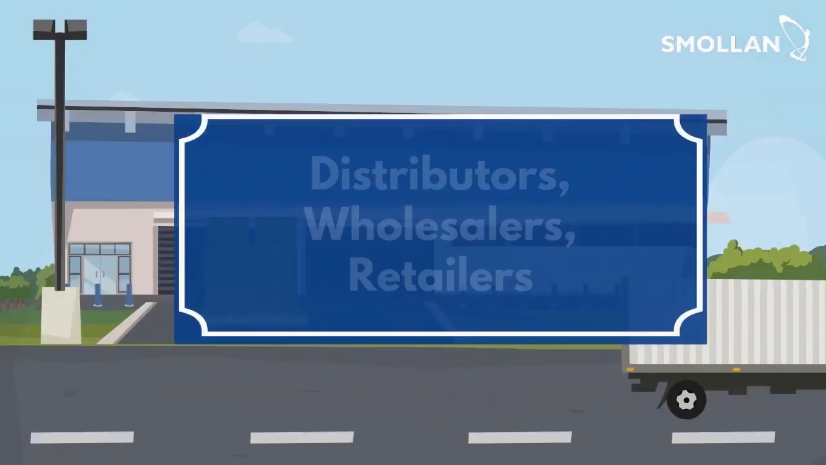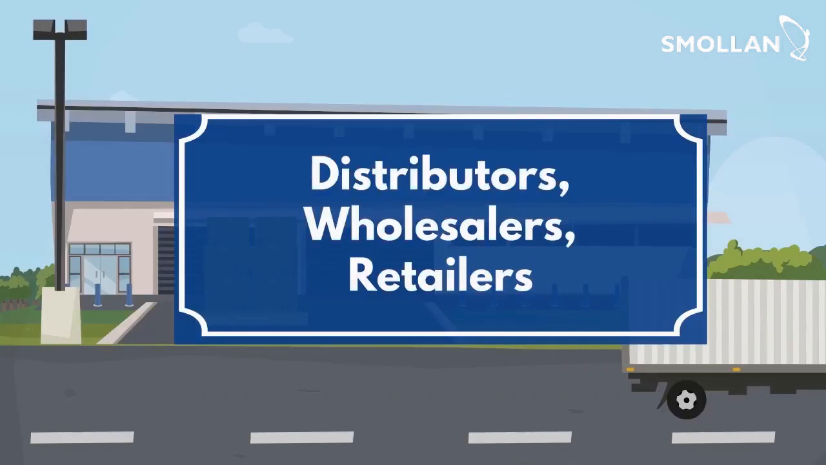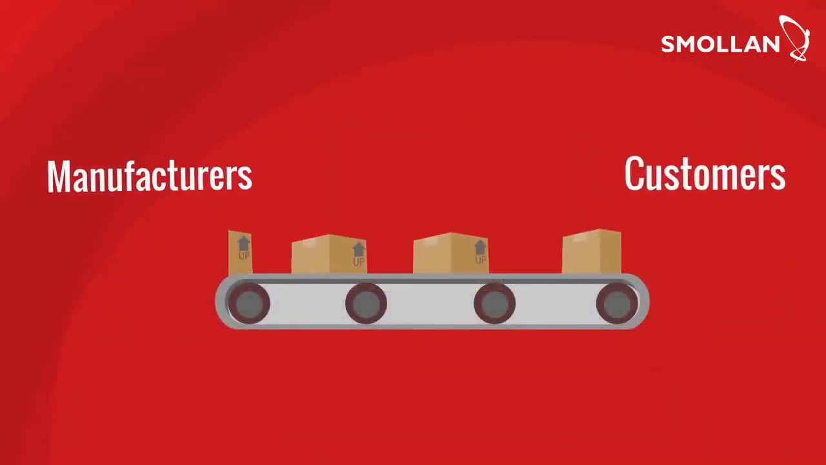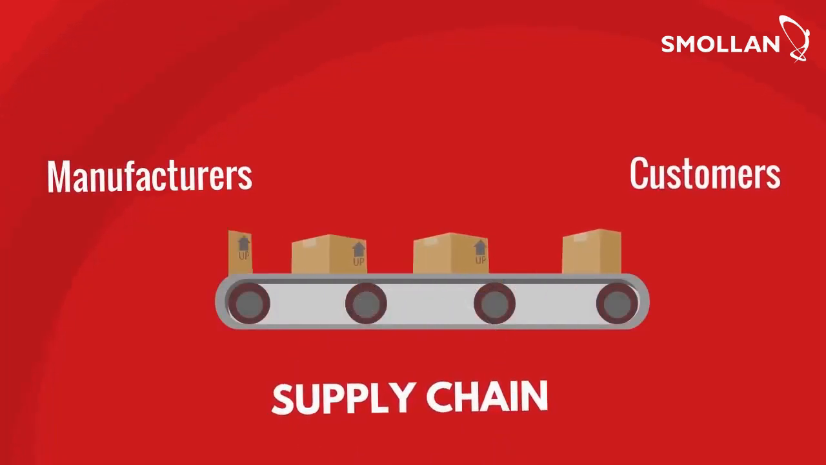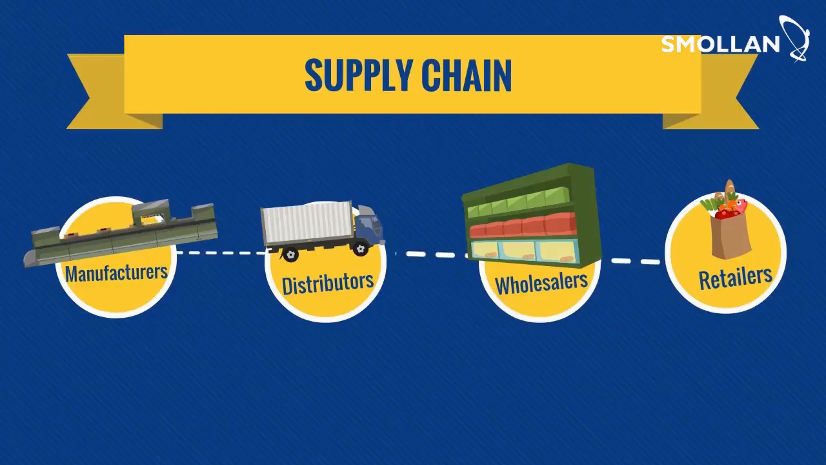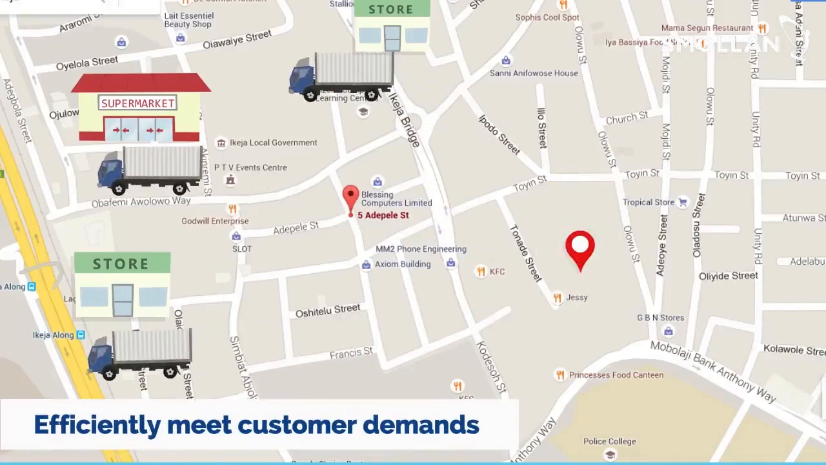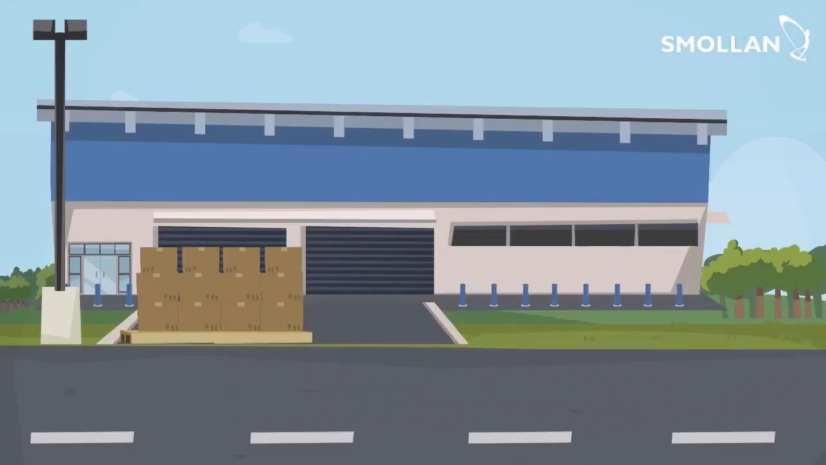Getting products from manufacturers to customers requires an efficient supply chain. A supply chain is the system involved in moving a product or service from manufacturer to the customer. The supply chain consists of manufacturers, distributors, wholesalers, and the retailers. A functional supply chain helps manufacturers distribute their product efficiently to meet the customer's demand. A distributor buys products or product lines from the manufacturers, warehouses them, and resells them to the wholesalers.